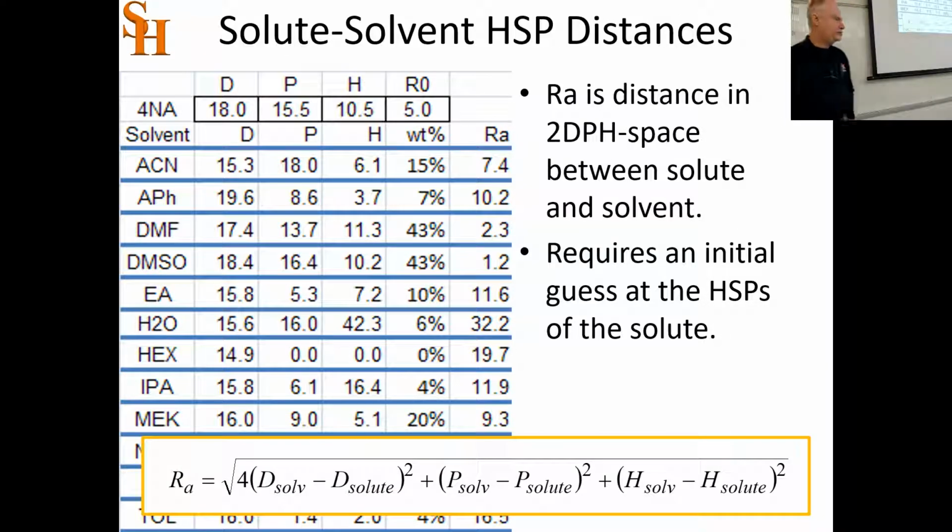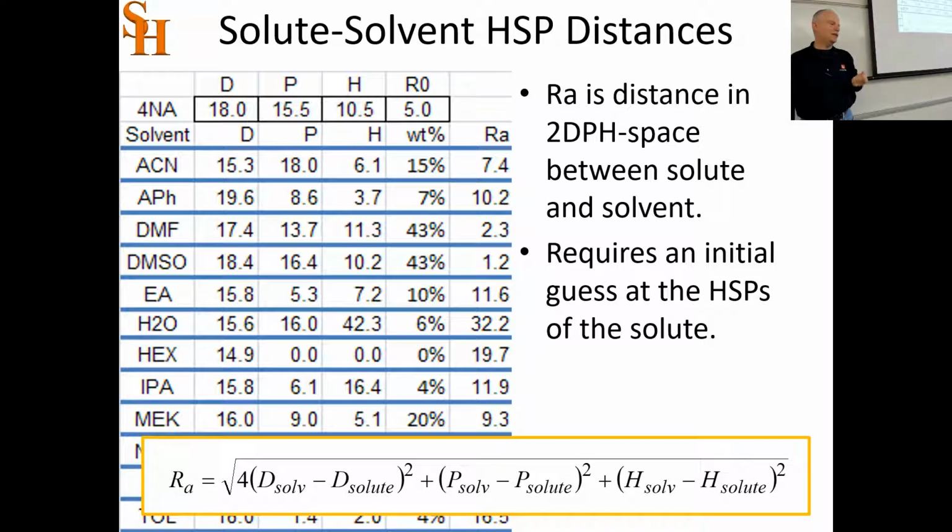And so you need to then calculate the distance. You begin with an initial guess for your solute. Up there we have 4-nitroaniline, and we took one of the good solvents, I think it might have been NMP, and made that our initial guess for the D, P, and H values for our substance. We're trying to find the sphere that surrounds 4-nitroaniline, and the good solvents will be inside that sphere and the bad solvents will be outside that sphere.